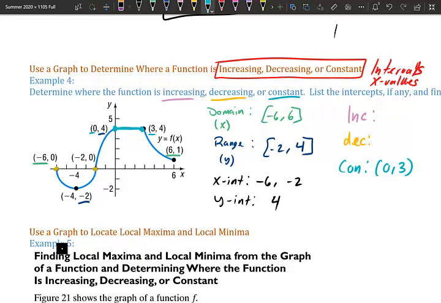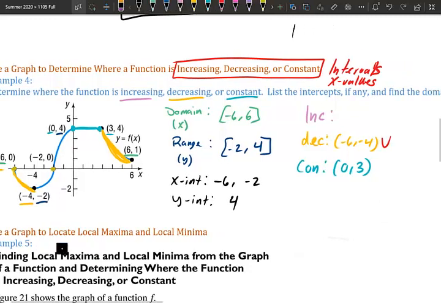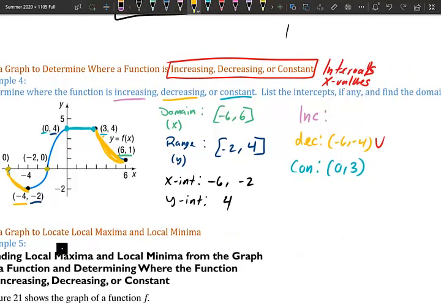All right, let's talk about decreasing. We'd go down twice, but separate occasions. So from what x to what x? -6 to -4. Since there's a break, we union. And then another x from 3 to 6.